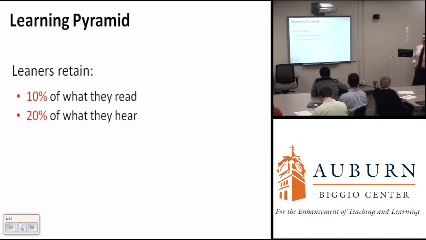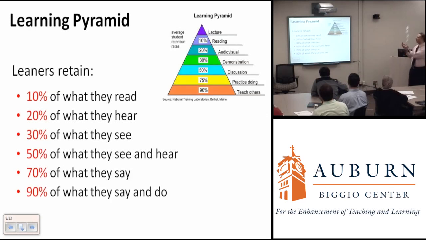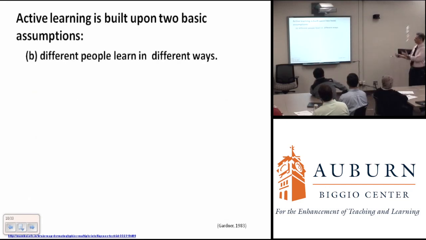Of course, I'm sure you're all aware of the learning pyramid, where people usually retain 10% of what they read, while they probably retain 90% of what they do, or when they teach others. Well, the first assumption is that you have to do something. The second assumption is that we are different. We don't learn the same way. People are not the same. So if you keep teaching one way, a lot of people will be disadvantaged.